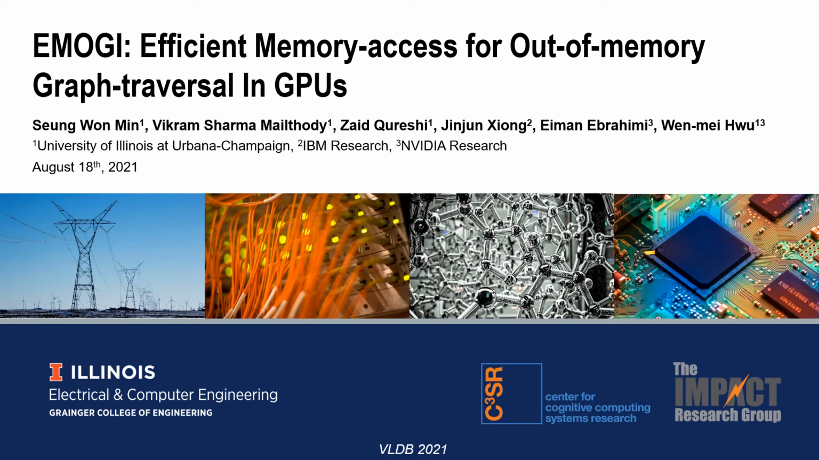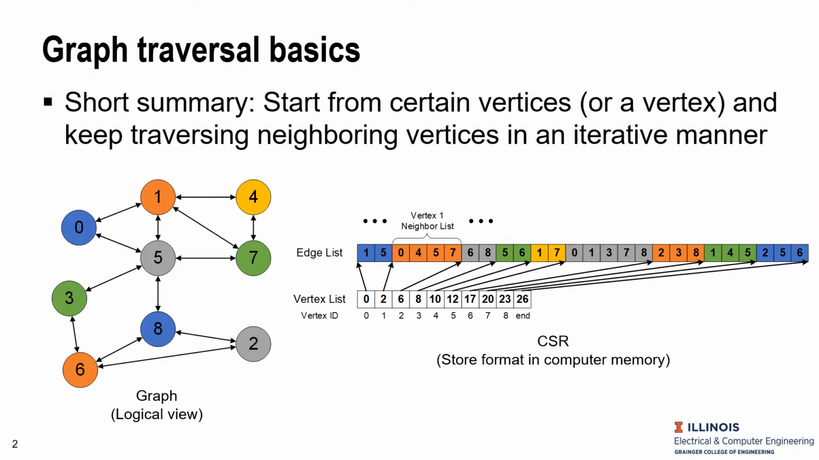My name is Seung, and today I'll talk about our work, EMOGI. Let's briefly talk about the implementation of graph traversal first. In graph traversal, we pick certain vertices in a graph and then constantly traverse neighboring vertices in an iterative manner.